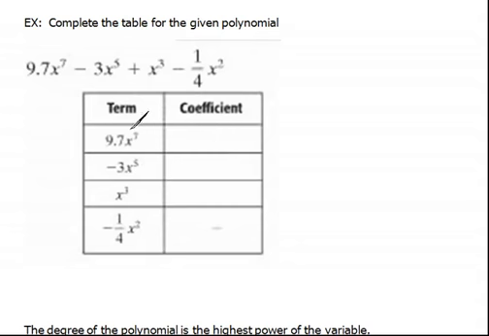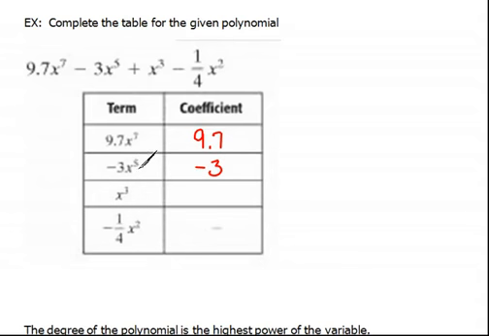They're asking us to complete the coefficient column. Looking at this first term, which is 9.7 x to the 7th power, the coefficient would be 9.7. Remember, your coefficient is just the number in front of the variable term. And it's quite all right for it to be a decimal. That's not a problem. Our next one, our coefficient in this case, would be a -3.